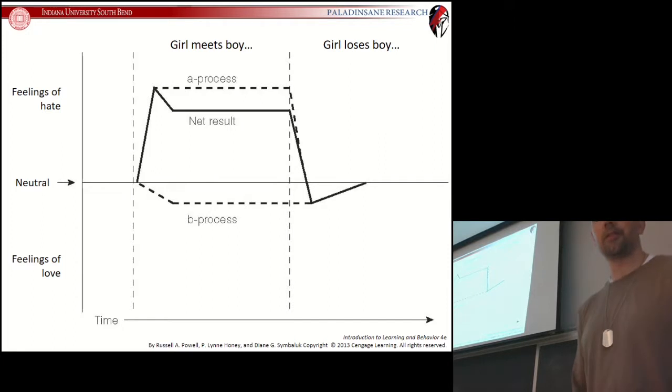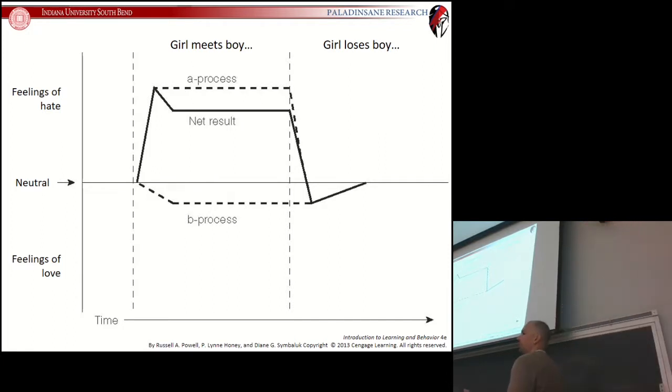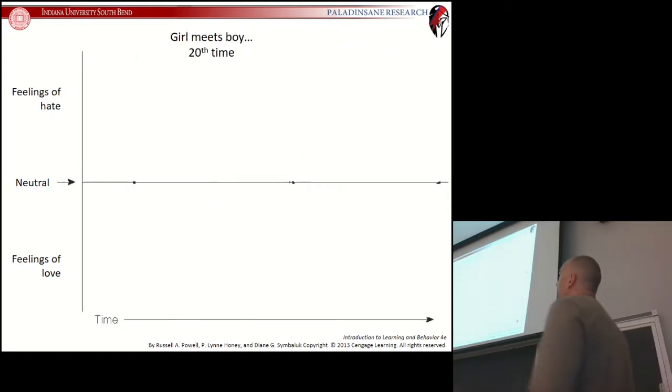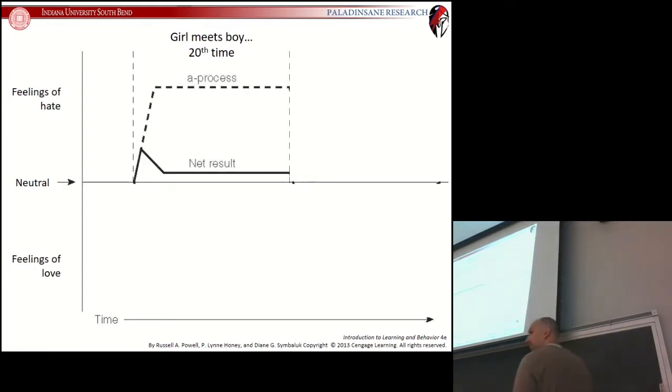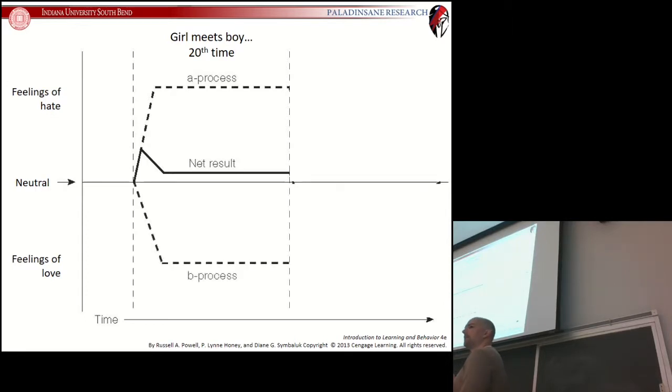Girl meets boy for the first time. They don't just meet once, right? There's a series of events. They're put together at the hotel room. They're going on a conference, whatever it is. They interact with each other a bunch of times. And what happens is that eventually, after girl meets boy for the 20th time, sure, he still annoys her, and that A process is still going strong. They're still the same person. So the A process is going strong, but by now, that B process has been working out. It's gotten very strong. It's gotten very much able to pull down those feelings of hate.